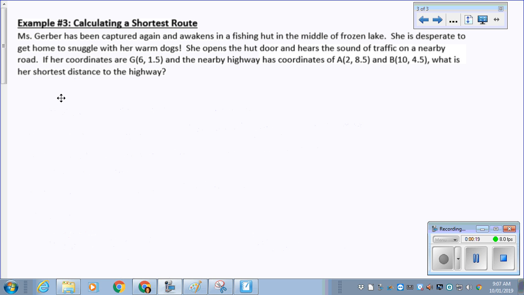Now, basically, Mrs. Gerber has been captured, and she's in the middle of a frozen lake. She's desperate to get home to see her dogs. She opens her door and hears the sound of traffic on a nearby road. The coordinates are G (6, 1.5), and the nearby highway has coordinates A (2, 8.5) and B (10, 4.5). What's the shortest distance to the highway?